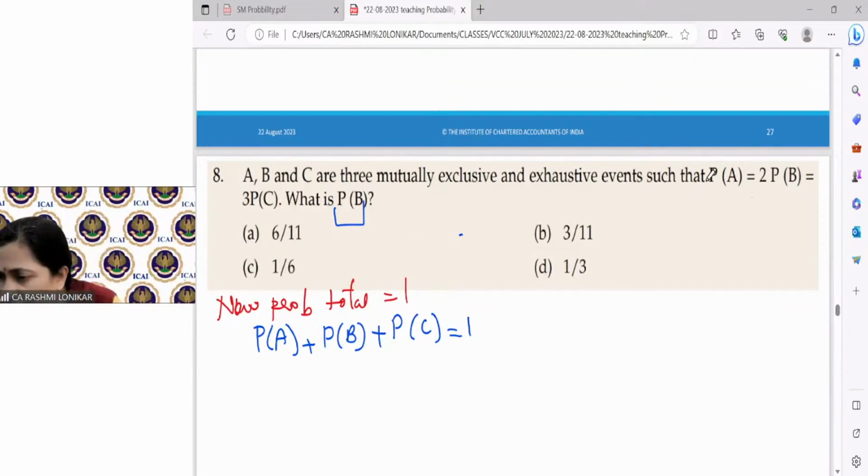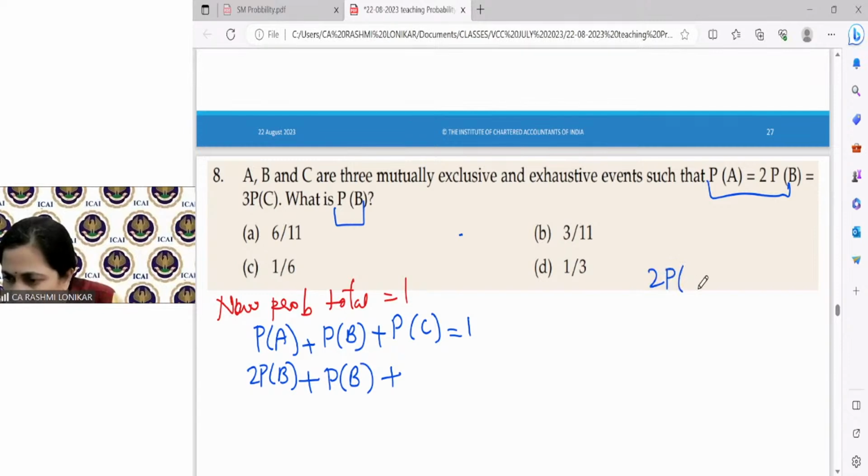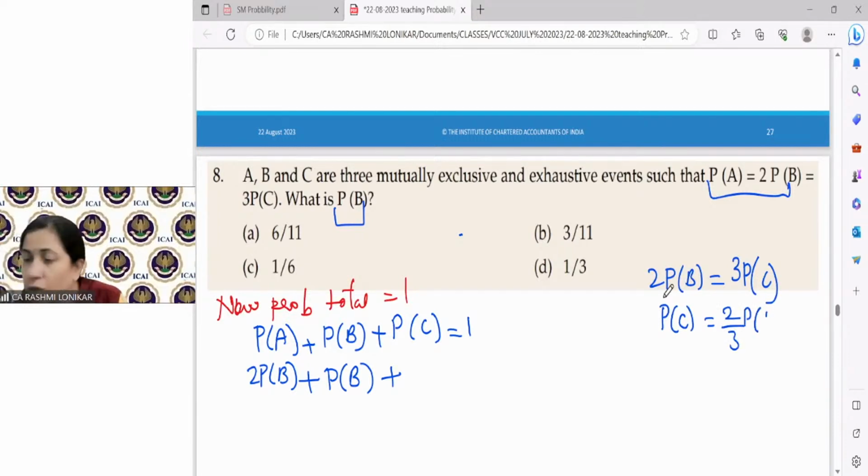P of A is equal to 2 times P of B, so instead of PA, I will write 2 times P of B. P of B, I will write as it is. For P of C, 2 of PB is equal to 3 of PC, so PC will be equal to 2 upon 3 times P of B. So this will be plus 2 by 3 times P of B is equal to 1.